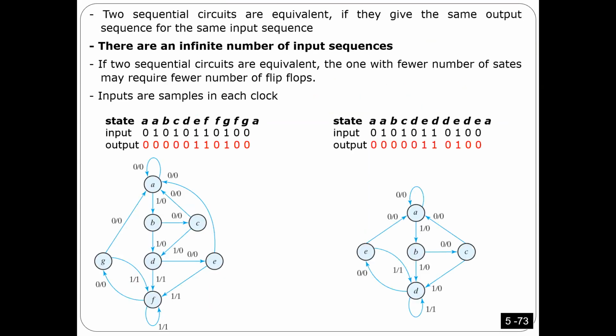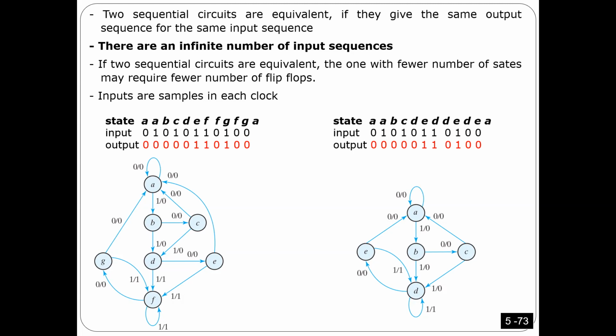So anyway, let's start with the first one. Okay, so here, you see these two state diagrams. Every state diagram is a circuit, as I said. So this is like a truth table, or this one is a circuit. It's a circuit, okay? Sequential circuit. This is another sequential circuit.